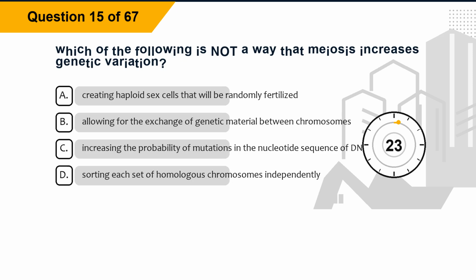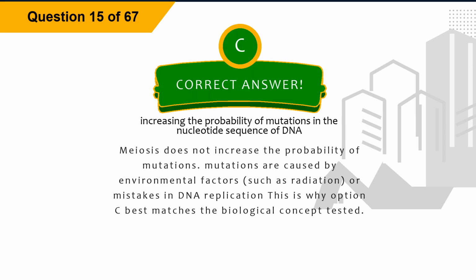Question 15. Which of the following is not a way that meiosis increases genetic variation? Option A, creating haploid sex cells that will be randomly fertilized. Option B, allowing for the exchange of genetic material between chromosomes. Option C, increasing the probability of mutations in the nucleotide sequence of DNA. Option D, sorting each set of homologous chromosomes independently. The correct answer is option C, increasing the probability of mutations in the nucleotide sequence of DNA. Explanation. Meiosis does not increase the probability of mutations. Mutations are caused by environmental factors, such as radiation, or mistakes in DNA replication. This is why option C best matches the biological concept tested.